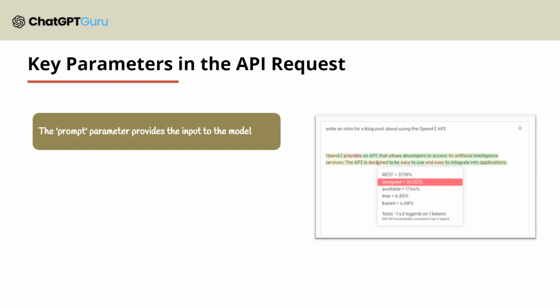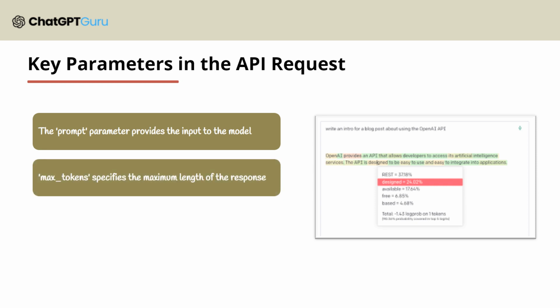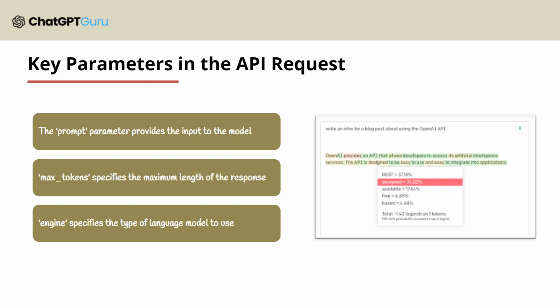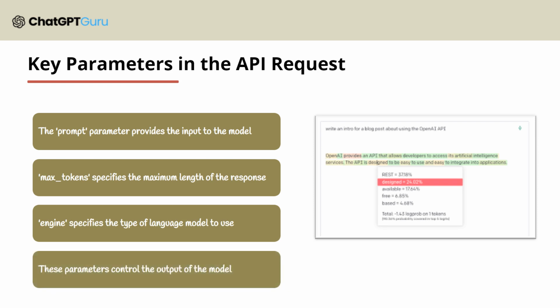Within this request, two key parameters play a vital role: prompt and max_tokens. Prompt is where you provide your input to the model, and max_tokens sets the maximum length for the model's response. The engine parameter specifies the type of language model to use. These parameters effectively control what you get as an output from the model.